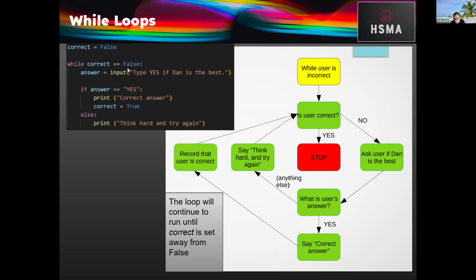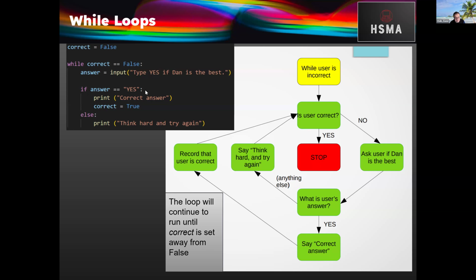And keep doing all of this whilst correct is false. So the first thing it's going to do is get an input from the user saying to type yes if Dan is the best. It then reads in that answer, and it needs to be all in block capitals because somebody needs to be very emphatic about it. Then we've got an embedded if statement in here. So it'll run this piece of conditional logic.